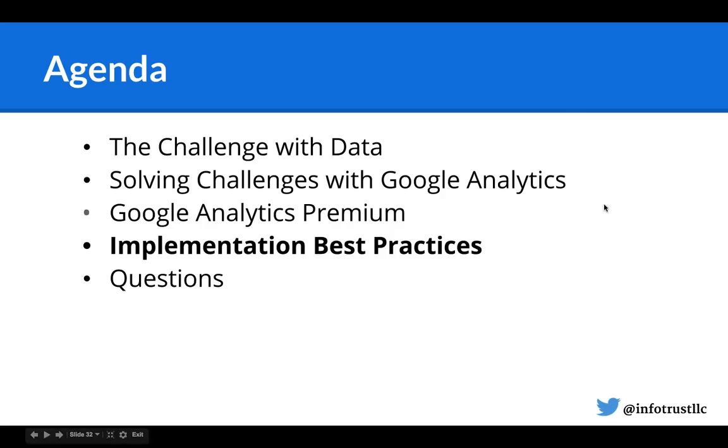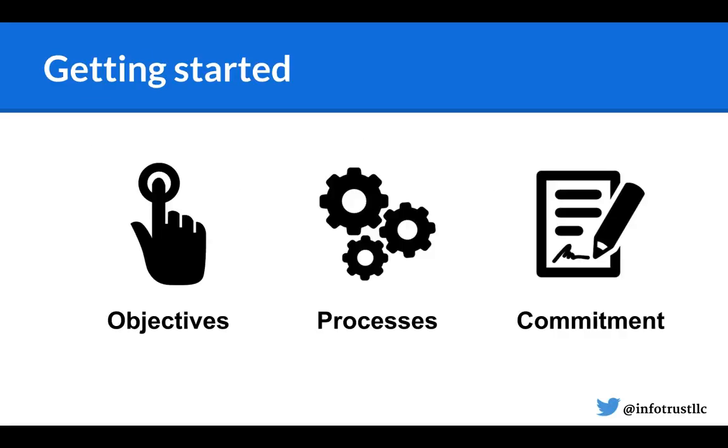For this last section, I wanted to talk a little bit about implementation best practices. So almost the takeaway. We talked about the challenges with data, solving those challenges with GA, features and capabilities with Google Analytics Premium, and now it's about, okay, where do we get started? How do we move forward? So getting started, we always like to look at a few components. Definitely need to put together some objectives.